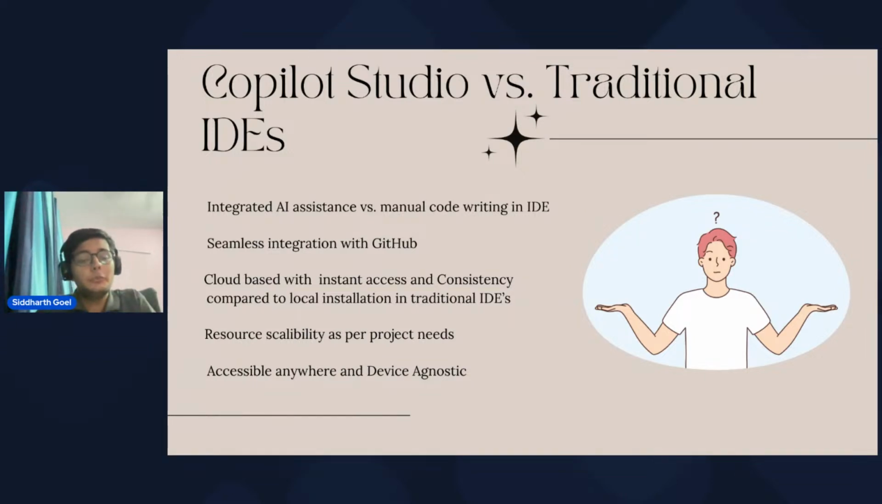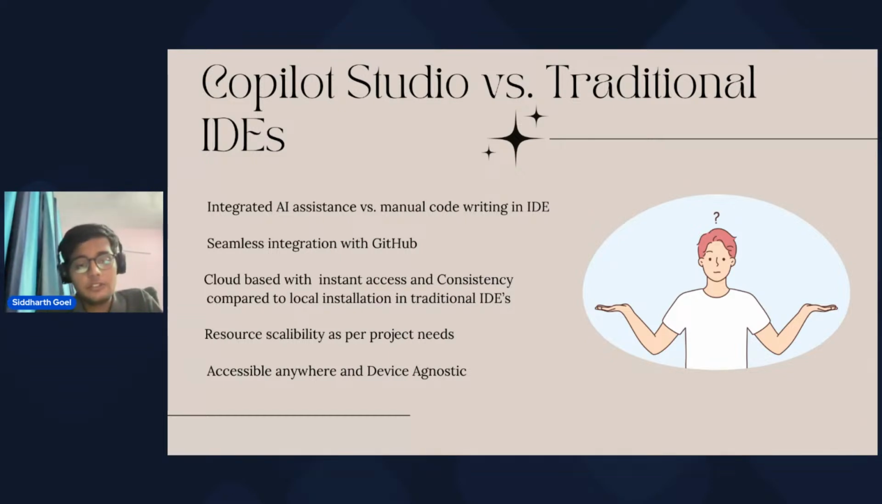Okay, so now let's move to the interesting part: how Copilot Studio behaves as compared to the traditional IDEs which we all are using. Copilot Studio has integrated AI assistants, while you have manual code writing in the traditional IDE. Integrated AI assistants would help you to have a pair programming AI assistant with you, which can give you real-time feedback and assistance whenever you need. On the other hand, in the manual coding editors, you would have to write all the code manually with no assistance from a virtual agent. And so yeah, that's how Copilot Studio is beneficial.